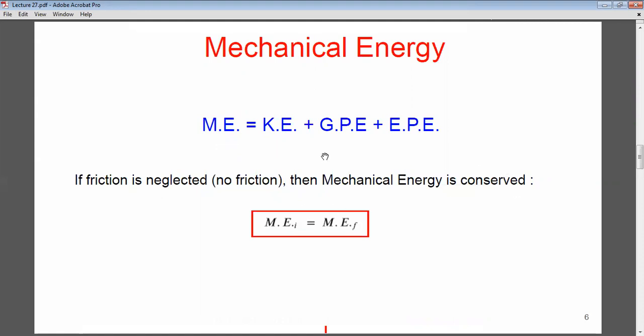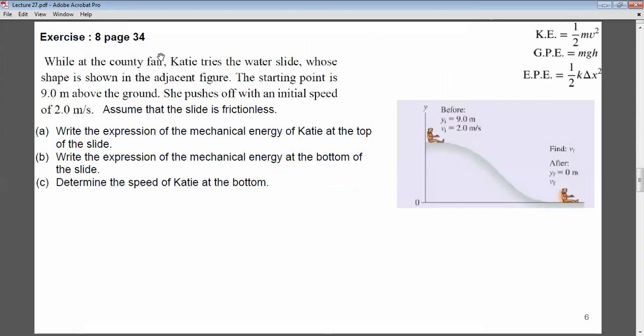Now, this is a law which is called conservation of mechanical energy. If there is no friction, whenever the question tells you there is no friction, then mechanical energy is conserved. What does it mean? It means mechanical energy initial is equal mechanical energy final, which means mechanical energy at all points is the same. Let's start solving exercises to see how simple this formula is.